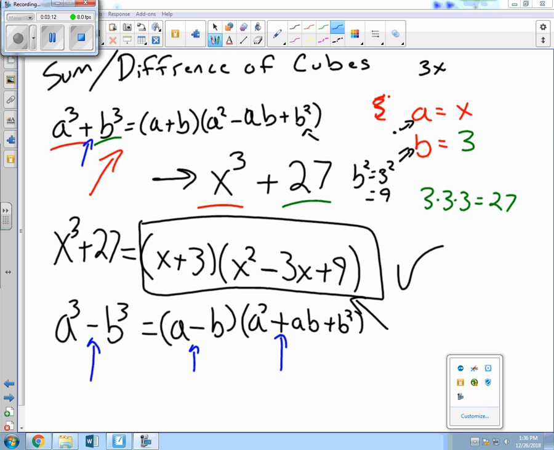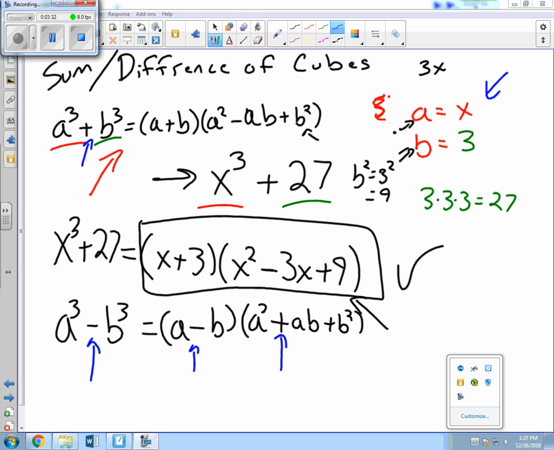So basically you're remembering one equation with two different mixes to it. So don't get worried about this one. This should be 3 points for you guys. The hardest part is sometimes identifying what a and b are, because you see 27 and you might not realize right away that that's a perfect cube.